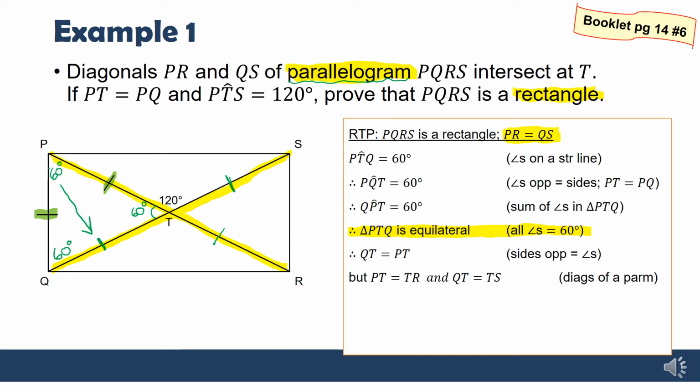I said, but hold on a sec. Because it's a parallelogram, we know that PT was equal to TR and QT was equal to TS. Therefore, the entire diagonal PR is equal to QS. Therefore, PQRS was a rectangle, diagonals of parallelogram equal to each other.